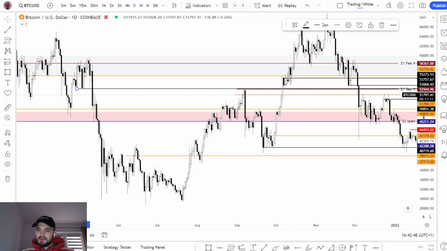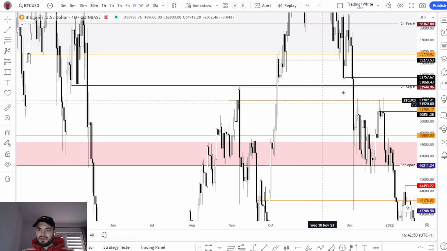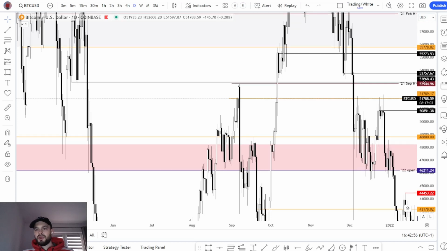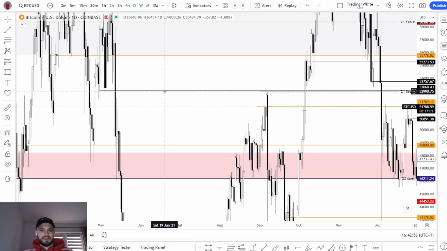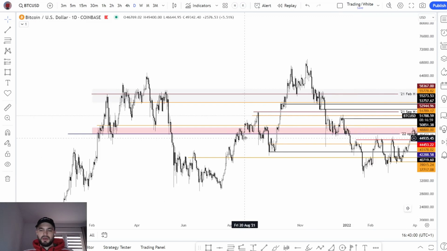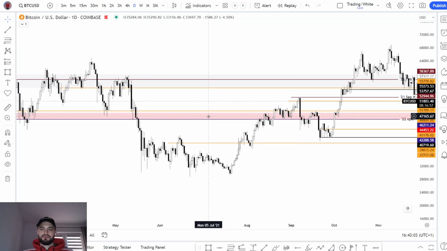Like, the difference between these is 53.68 and 52.944. Like, $100 difference doesn't make a whole lot of difference. So that's why we are not going to just clutter up our chart unnecessarily.